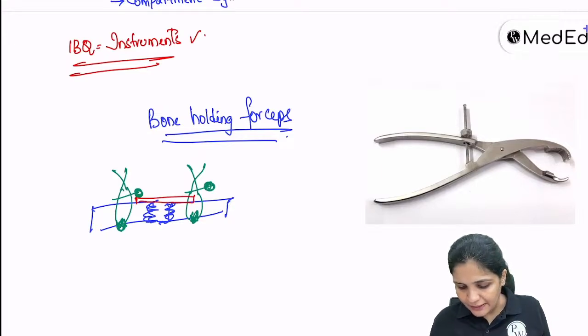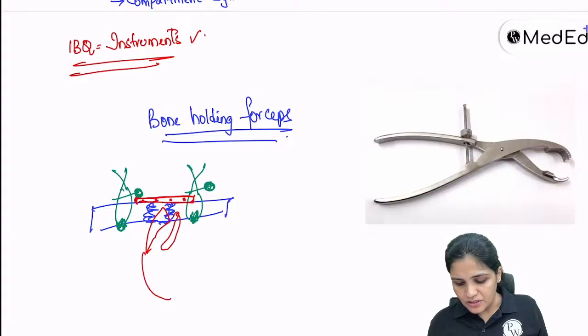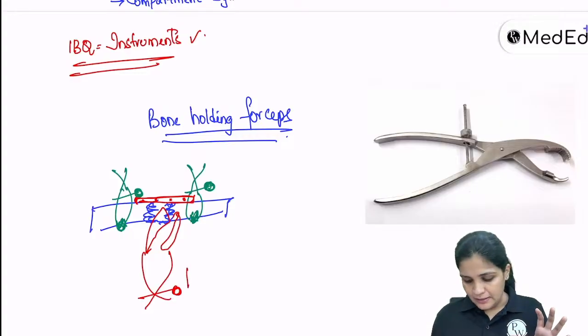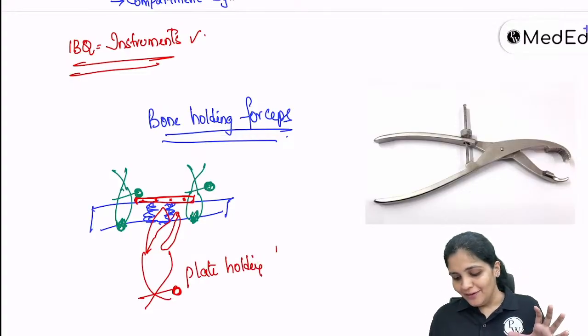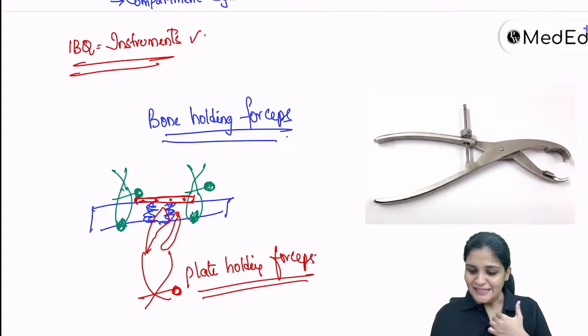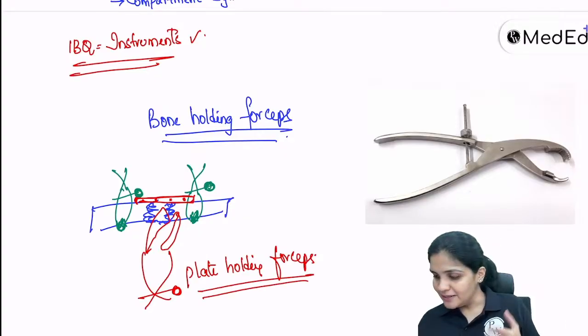So this is the plate, right? Once we reduce it, now what do we have? We even have the plate holding forceps also. They are different. I'm very bad at drawing, so excuse me for that diagram. Plate holding forceps. This is bone holding forceps, right?